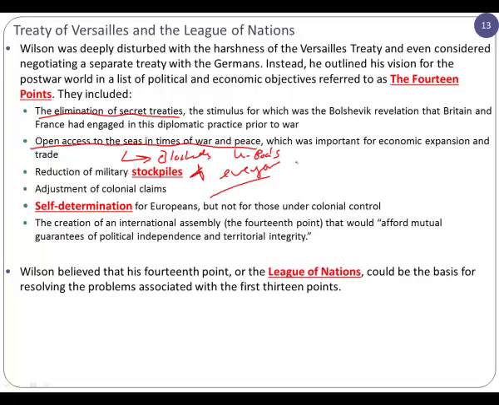Adjustment of colonial claims. Your colonies that you have globally need to be shifted to reflect specifically the loss of who? German territories. Okay? With Germany out of the picture, all of those colonies in Africa and Asia need to be adjusted. So who gets that territory? There's a massive imperial fight again. Self-determination means what? Well, right to govern themselves. Right to govern themselves, absolutely. Write that down.